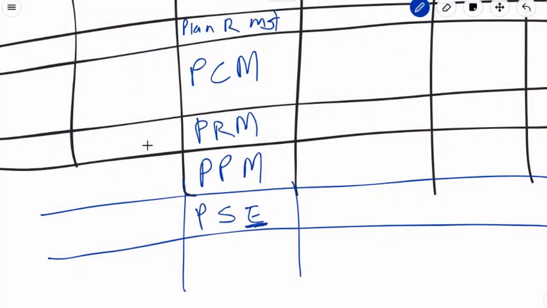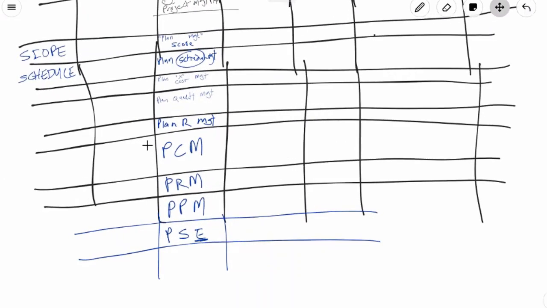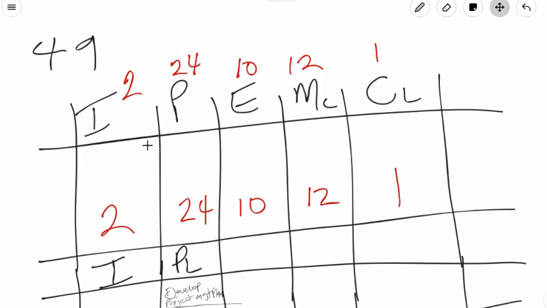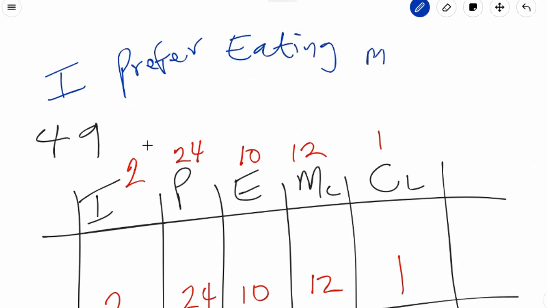So as you can see, with that rule, pretty much 10 of those processes are down. So if you remember the rule, plan X management, that helps. Okay, so the first point I told you about was the numbering system. You got to know the numbering system. I also talked about the 5 process groups, and the mnemonic for the 5 process groups is: I prefer eating mangoes chilled.